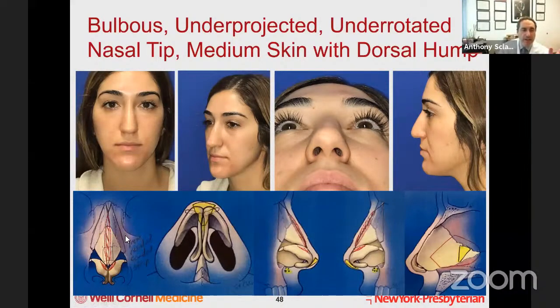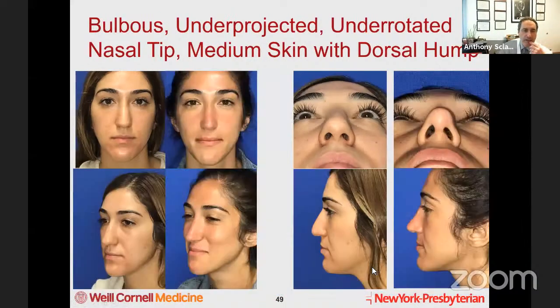Okay, and also with the shield graft, and also put some just particulate cartilage grafts in the premaxilla to open up the nasolabial angle. And you can see her here. We've increased her projection, definitely increased her rotation, given her a better profile. The shape is much better, still a little bit rounded, but much better.